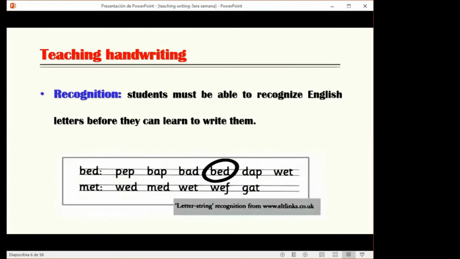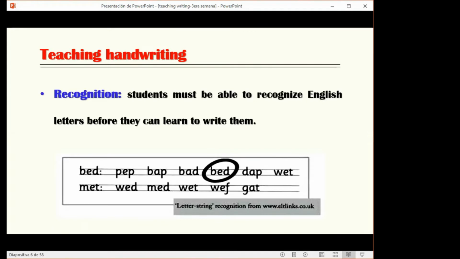So what could we do? Here you have one example: letter string recognition. Bet, pep, bap, bat, bet, dap, wet. They need to match. You tell them, circle the same word in this group of words. So they identify. I don't know, this is not similar. No. Oh yeah, here, teacher. Yeah, here it is. So they circle. I told you, this is principally in kindergarten and the first years of primary. I think by the first, second years, they know how to write the letters. They recognize the letters.